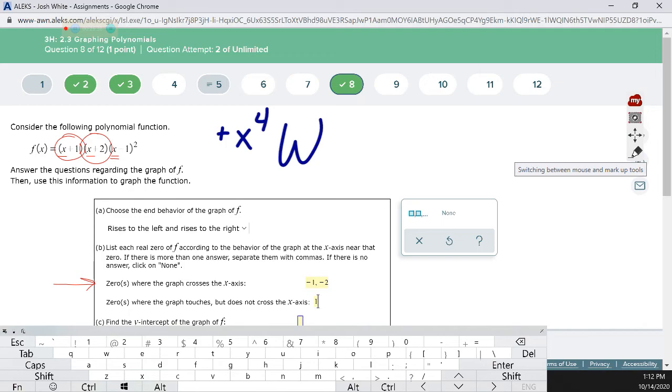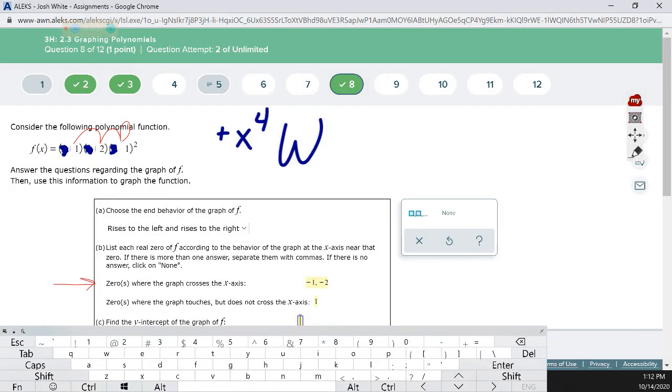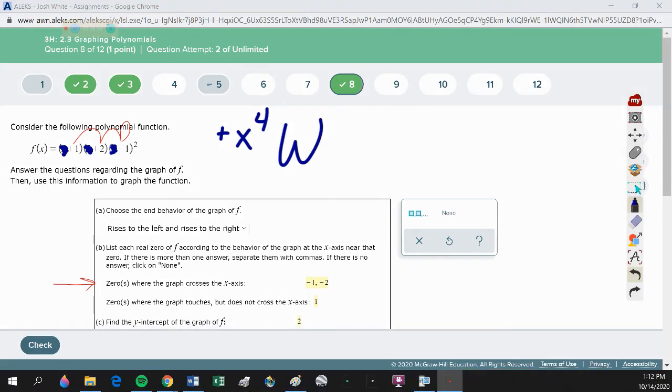And then for the y-intercept, I just eliminate the x's. So I get rid of these x's. And I just times everything together. 1 times 2 times -1 times -1. That gives me y equals 2. So y equals 2. And now I draw the graph off to the side.